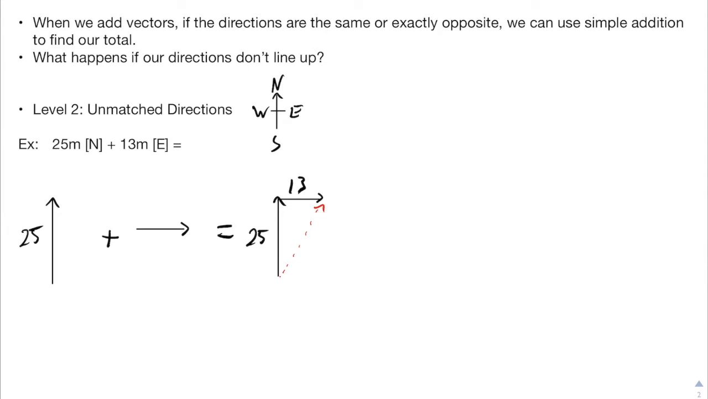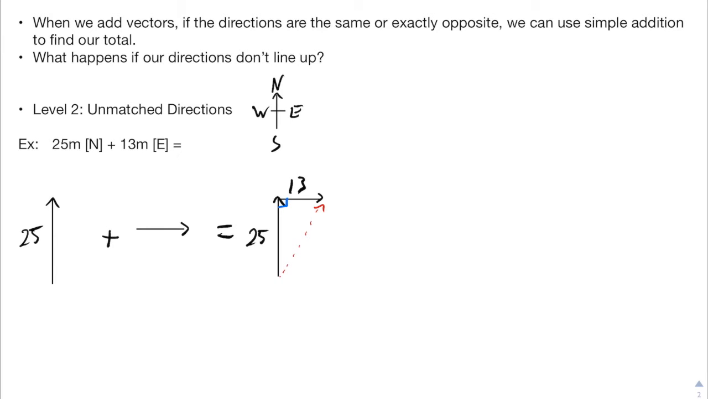But how do we solve this problem? Well, you may remember from Math 10 how to solve triangles with a 90-degree angle. Here, this is simply a right angle triangle with 25 and 13 as our two sides and our resultant vector as our hypotenuse.